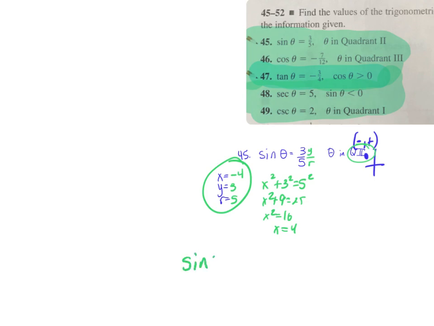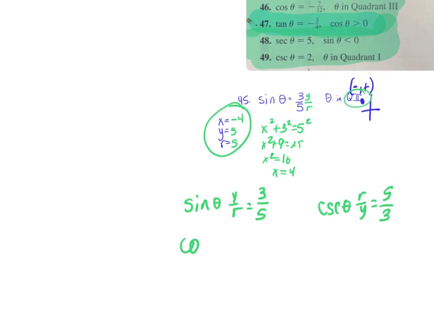You can say sine of theta, sine is y over r. So sine is my y, 3 over 5. So my cosecant of theta is r over y. So I simply flip it and I say 5 over 3. Cosine theta is x over r. So what's my x value? Negative 4 over my r value of 5. Secant of theta is r over x. So my r value is 5 over my x, which is negative 4.